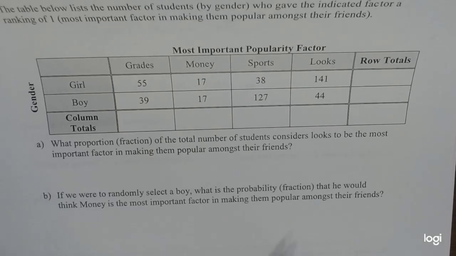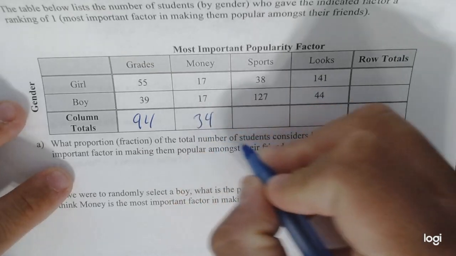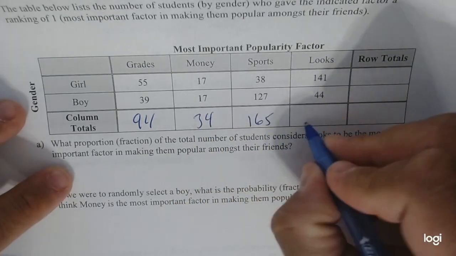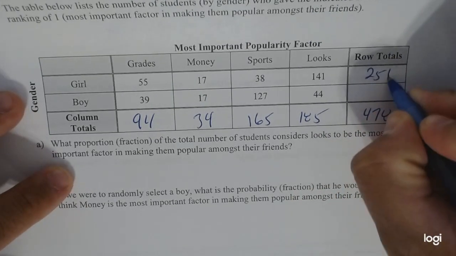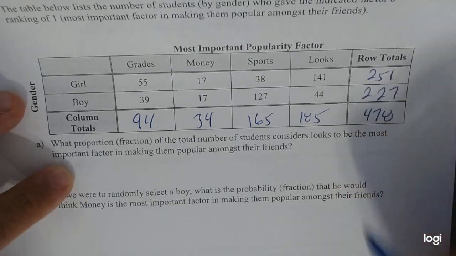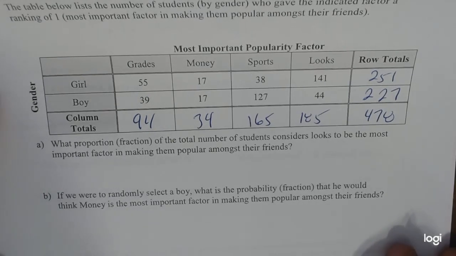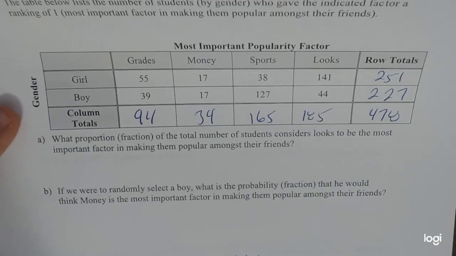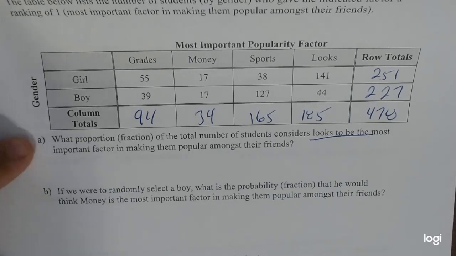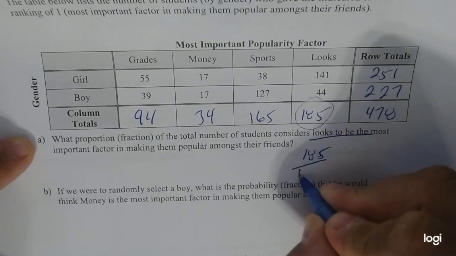So all we have to do is fill out the columns, so we're just going to add down: 94, 34, 165, 185, and the grand total is 478. And the same thing applies here. There we go. And now we answer the questions. Question A says, what proportion or fraction, same as the one we did above, of the total number of students considers looks to be the most popular factor? So looks, it's right here. A total of 185 people said looks, out of how many? 478.